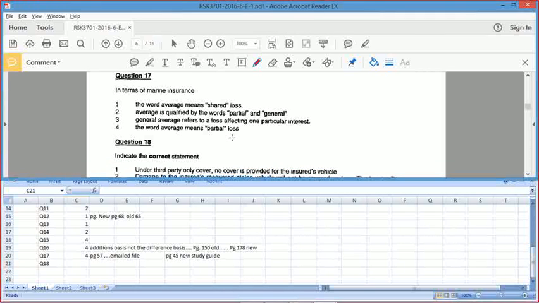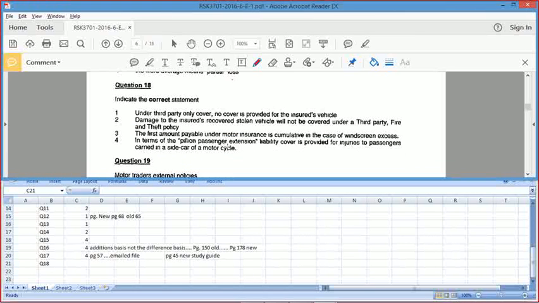All right. Question 18. Indicate the correct statement. Under third-party cover, no cover is provided for the insured's vehicle. Okay, yes, that's correct because third-party cover is only for problems that arise. But let's check the others. Damage to the insured's recovered stolen vehicle will not be covered. No, it will be covered. The first amount payable under the motor insurance is cumulative in the case of windscreen excess.